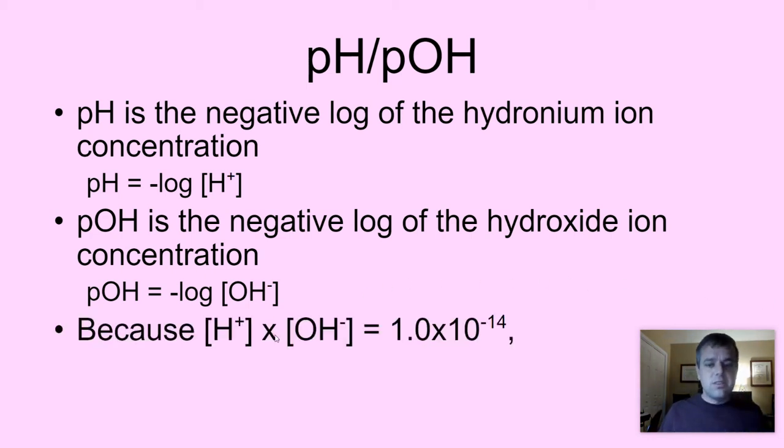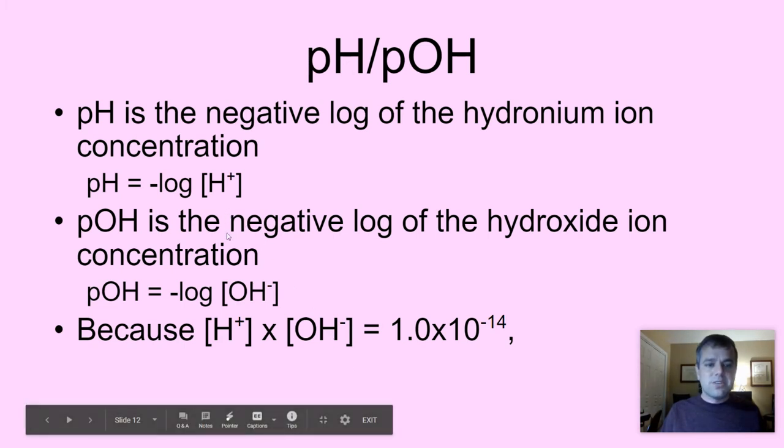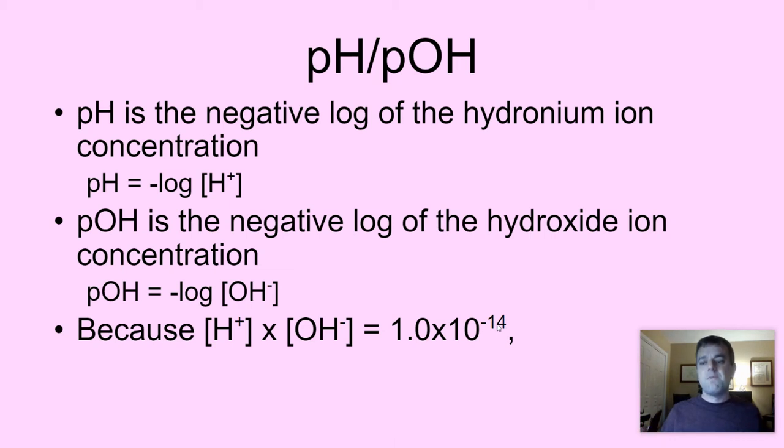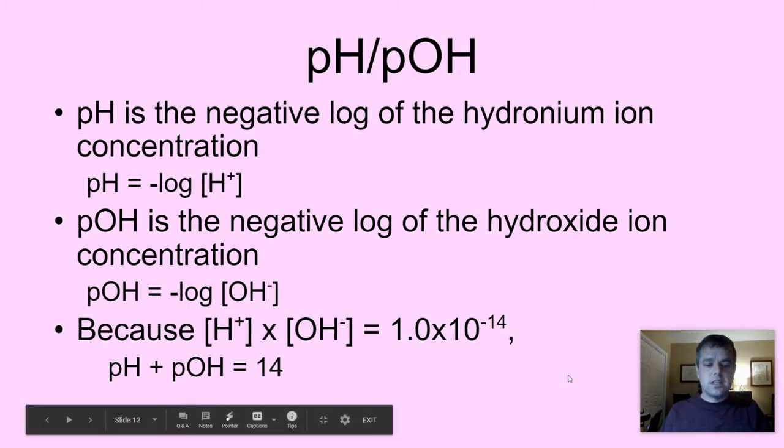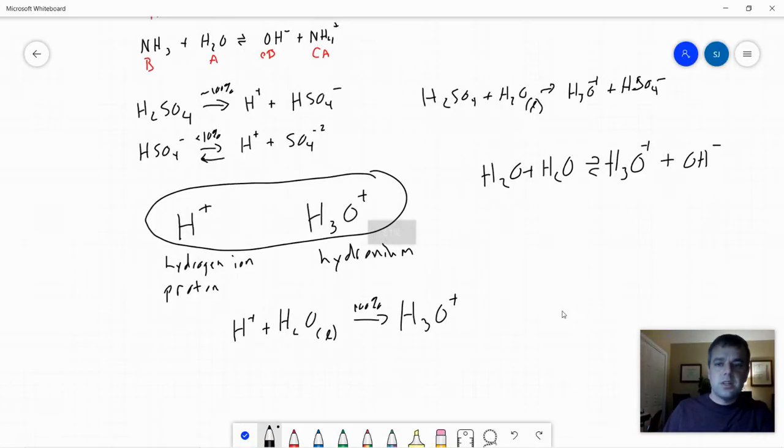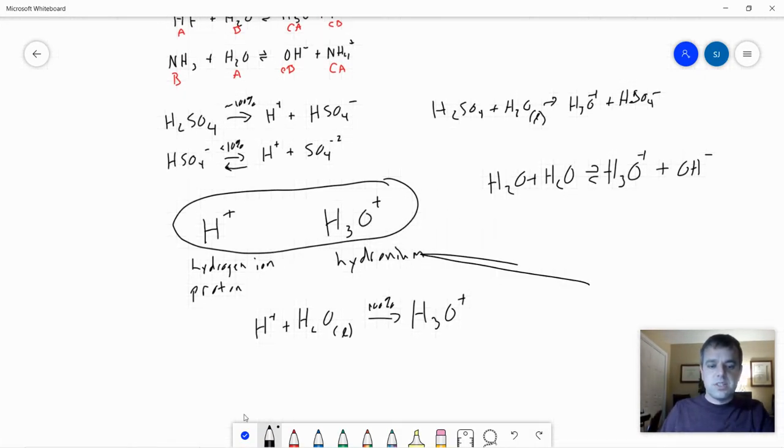And because of our equilibrium constant expression, if you were to manipulate this and take the negative log of both sides of this expression, remember that if you take the negative log of two things that are multiplied together, you can separate them and add them. The negative log of H plus is called pH, the negative log of hydroxide is called pOH, and the negative log of 1 times 10 to the minus 14th is 14. So pH plus pOH equals 14. And I can work that out for you if you need to see that real quick.